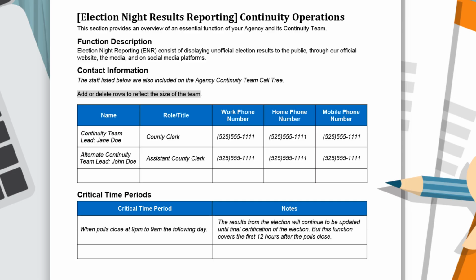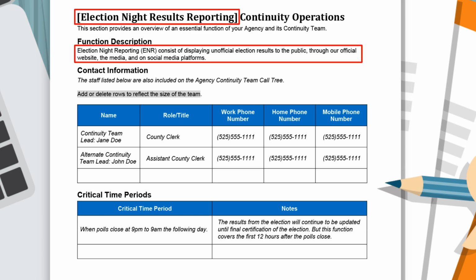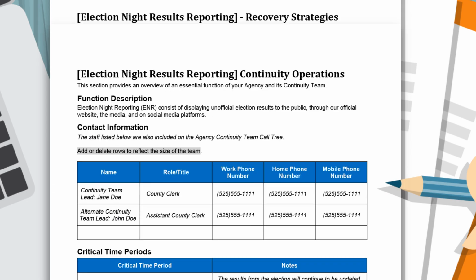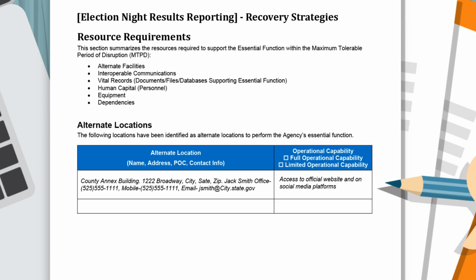Start by documenting the essential function name and description. Next, enter the essential function's continuity team lead and alternate, along with their contact information. Provide the time period that this essential function will be occurring. In this scenario, the critical time period for election night reporting is during the 12 hours after the polls have closed. Next, document the recovery and continuity strategies for this essential function.